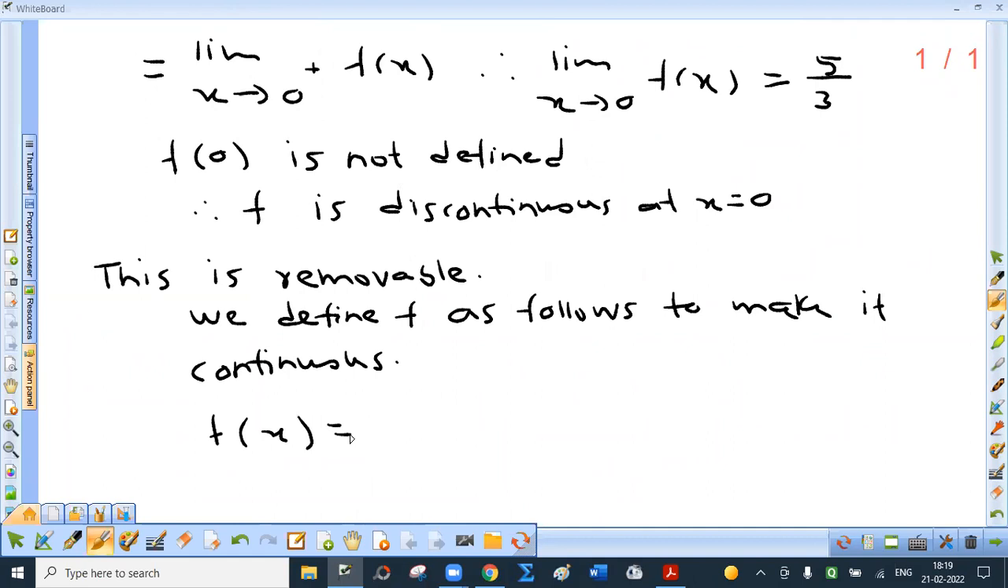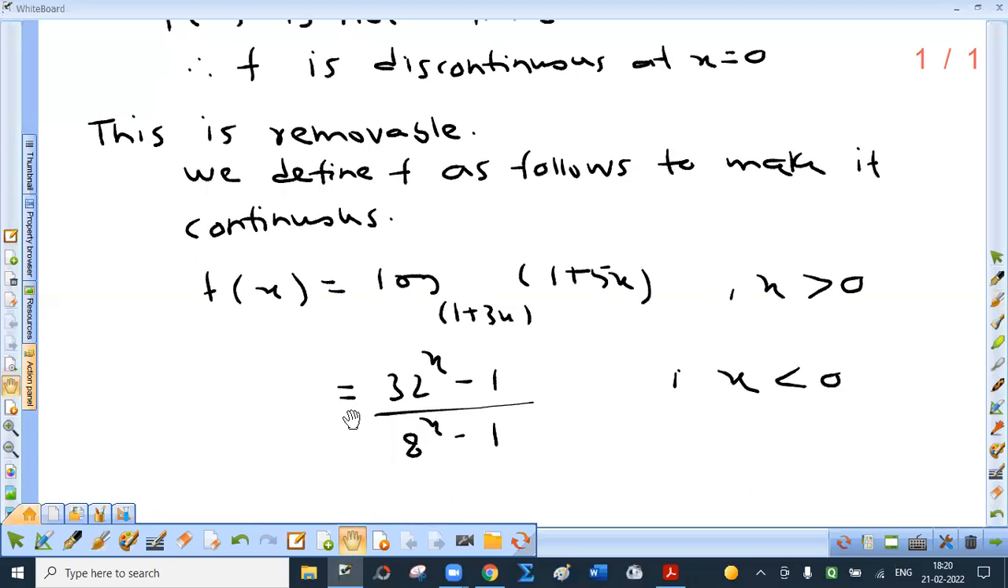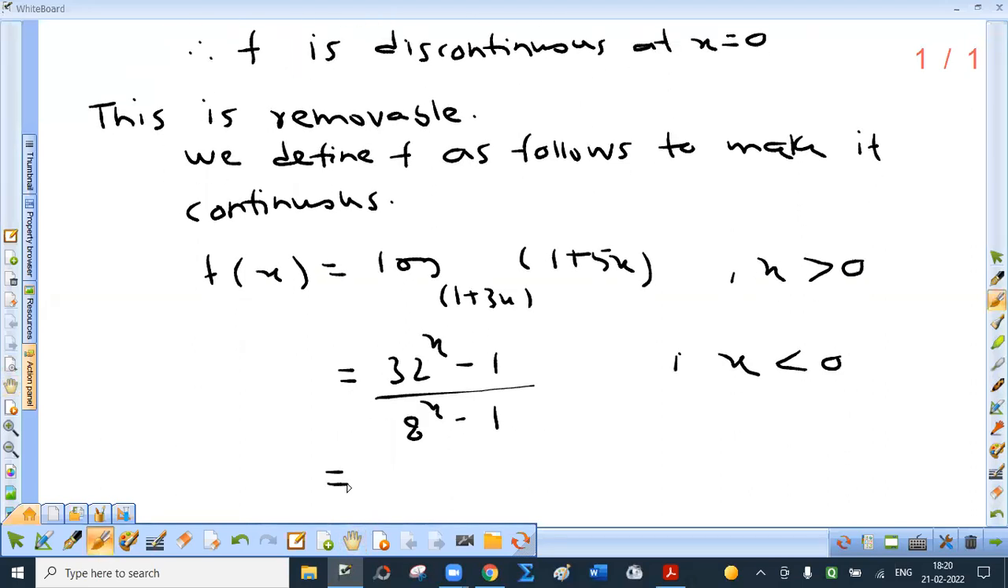So f of x is nothing but log of 1 plus 5x to the base 1 plus 3x for x greater than 0, equal to 32 raised to x minus 1 upon 8 raised to x minus 1 for x less than 0, and equal to 5 upon 3 for x equal to 0.